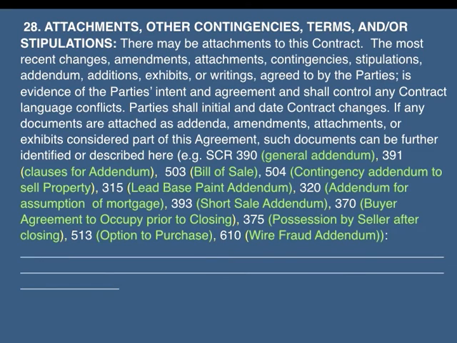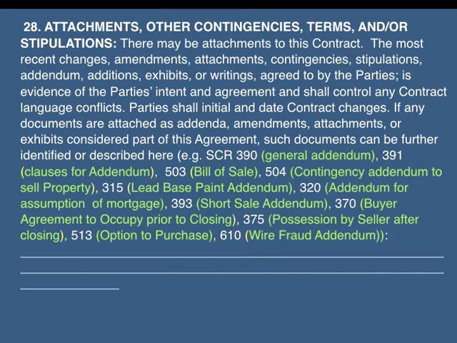Now we're heading into number 28. I call it the catch-all section of the contract. Attachments, other contingencies, terms, and/or stipulations. There may be attachments to this contract. The most recent changes, amendments, attachments, contingencies, stipulations, addendum, additions, exhibits, or writings agreed to by the parties is evidence of the parties' intent and agreement and shall control any contract language conflicts. Parties shall initial and date contract changes.